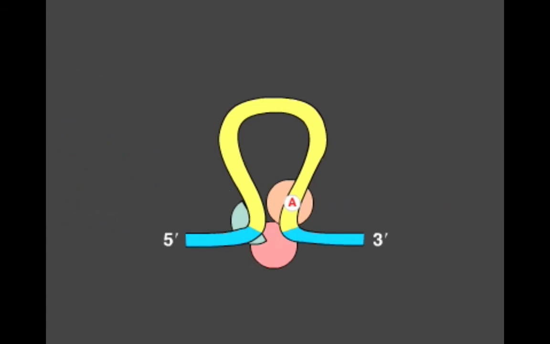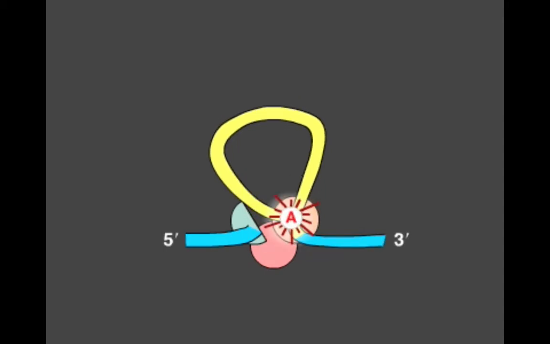Now in position, a conserved adenine nucleotide in the intron attacks the 5' splice site, cutting the sugar phosphate backbone of the RNA. The end of the intron covalently bonds to the adenine nucleotide, forming a lariat structure. So a lariat structure means a loop.